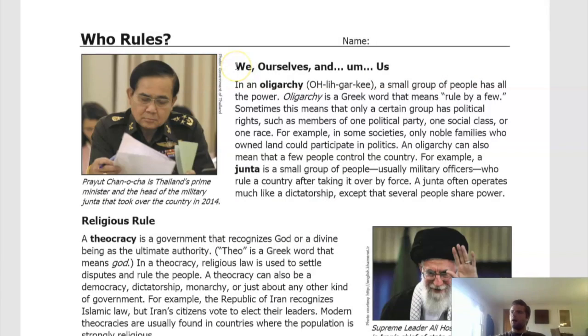Now for a type of government called oligarchy, where only a few people are in charge. We, ourselves, and us. In an oligarchy, and that's spelled a little funny, but there it is right there, oligarchy, a small group of people has the power. Oligarchy is a Greek word that means rule by few.